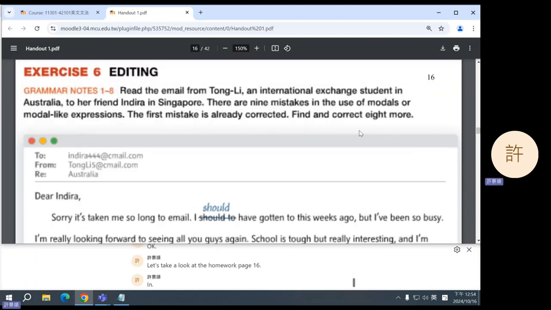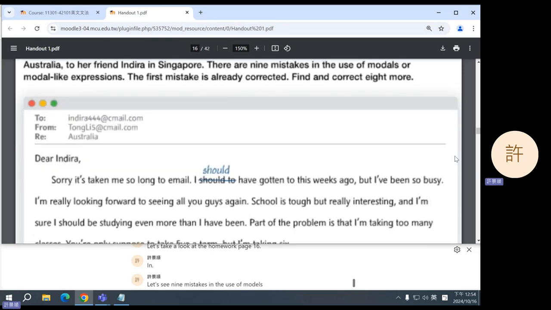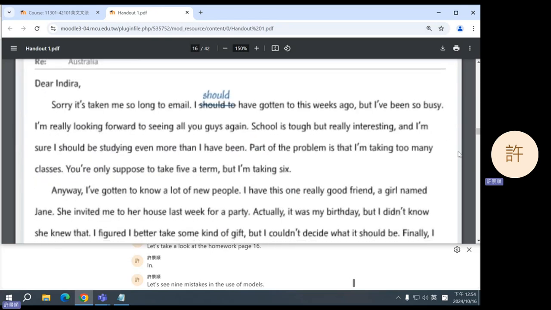16. Let's see. Nine mistakes in the use of modals. First is already corrected. So eight more mistakes. Okay.